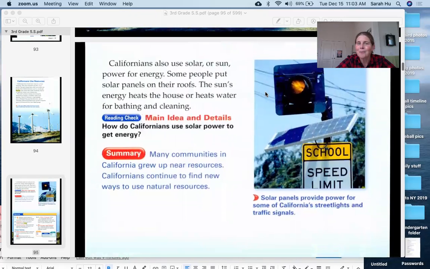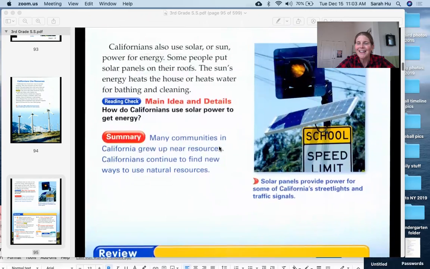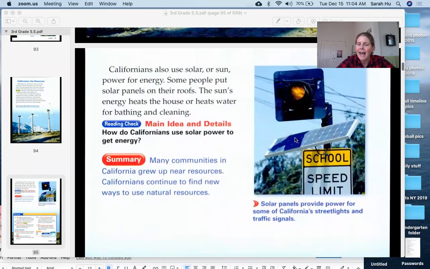And page 59, it's our last page. Californians also use solar or sun power for energy. So again, the sun is a natural resource. Some people put solar panels on their roofs. The sun's energy heats the house or heats water for bathing and cleaning. And we have them at school also. Here's a little summary. So these are the most important things for us to remember. Many communities in California grew up near resources. Californians continue to find new ways to use natural resources. Okay, and this caption, this is a solar panel right here. And these solar panels provide power for some of California's street lights and traffic signals. So they're using the sun's energy to gather power, to gather energy.